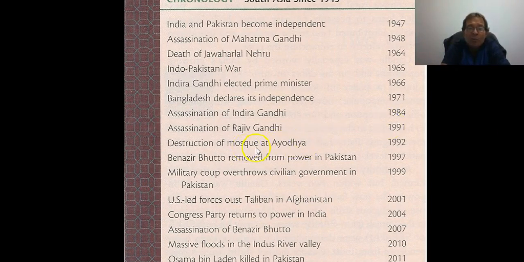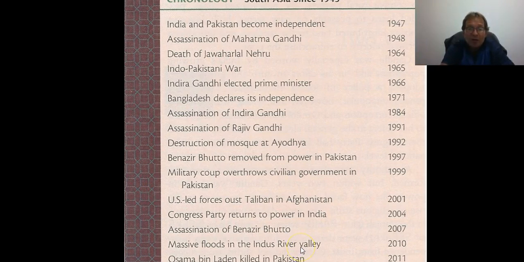There was a destruction of a mosque in 1992. Benazir Bhutto was removed from power in Pakistan by the military, and General Musharraf will rule Pakistan for a number of years. And he had a lot of tension with the United States because eventually we move into Afghanistan to get rid of the Taliban, and the Taliban will hide out in Pakistan. And that created problems with Pakistan. And the Congress Party comes back into power in the early 21st century. Miss Bhutto attempted to get back into politics, and she was assassinated.